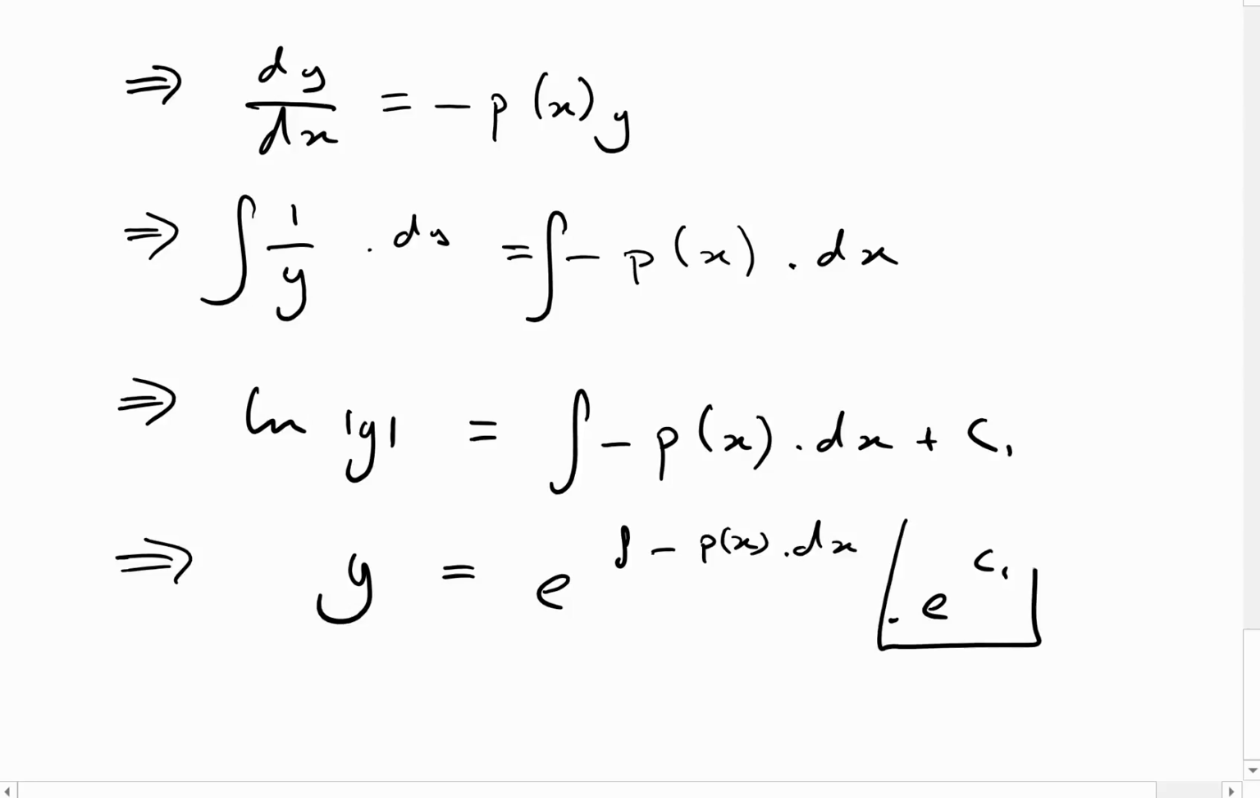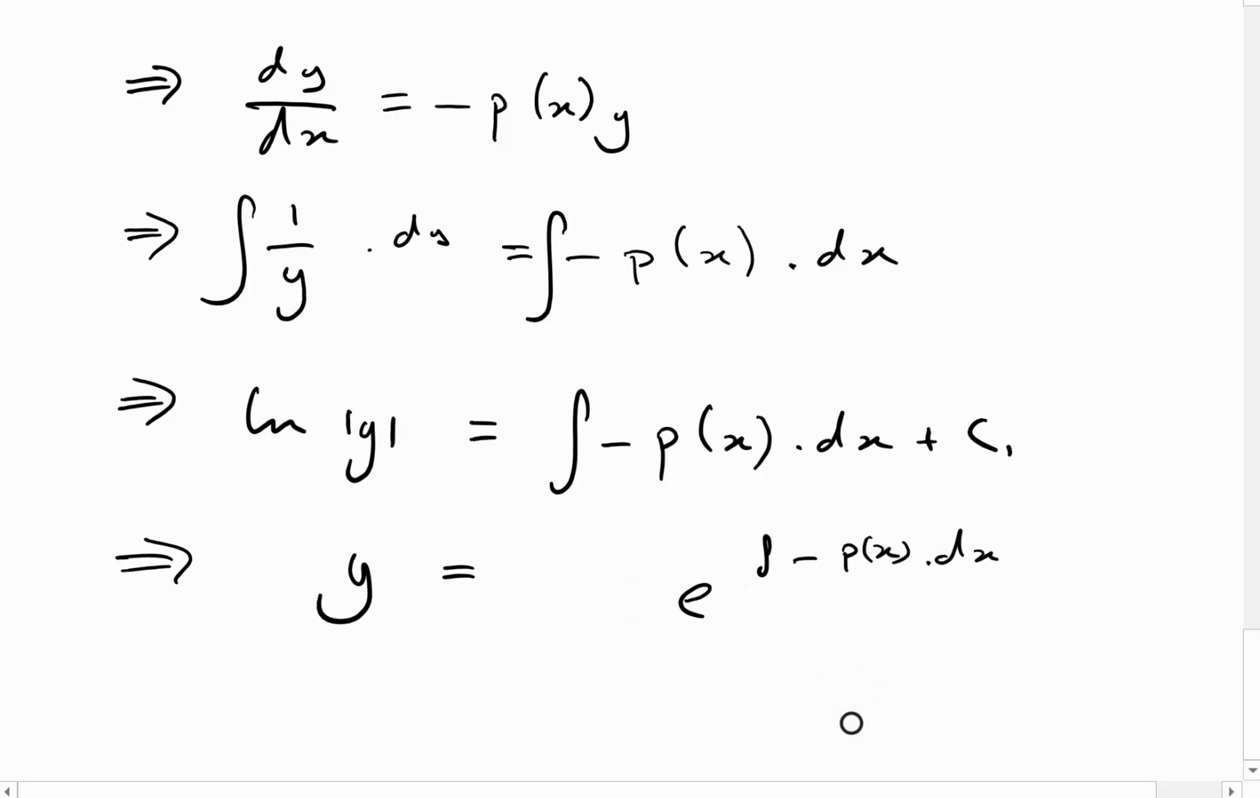Okay, and I'm just going to call that thing there C. I'll just move that over. Instead of being a plain constant C, I'm actually going to say that constant there will depend on x.